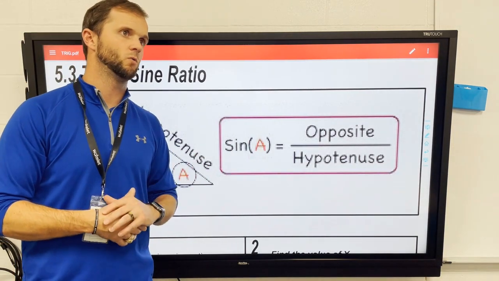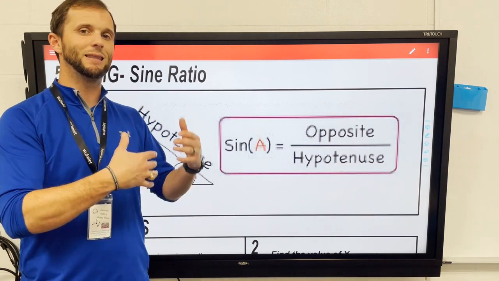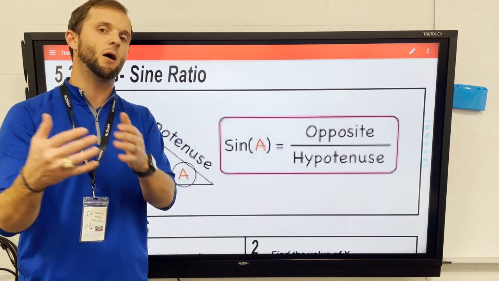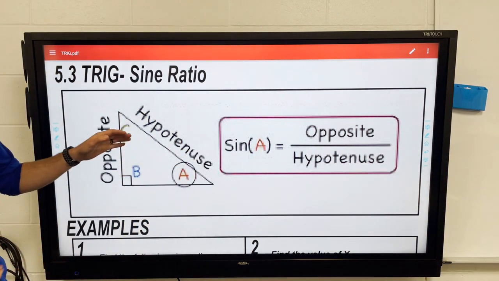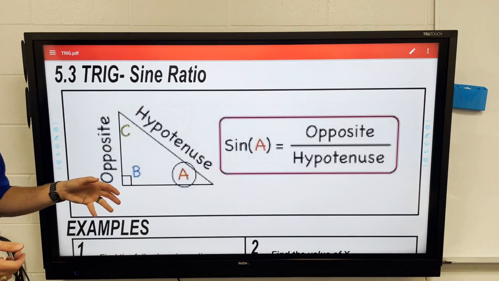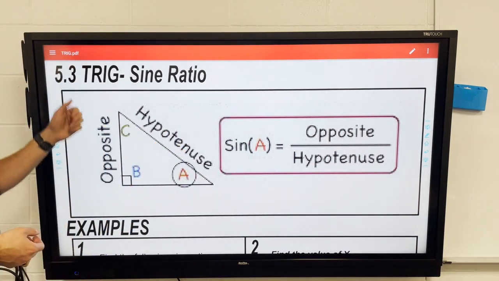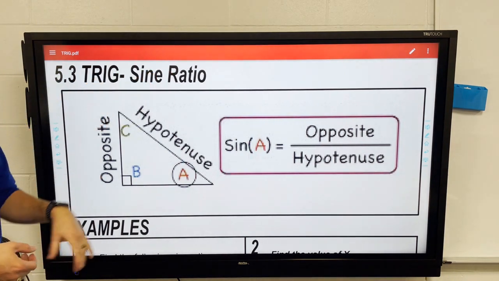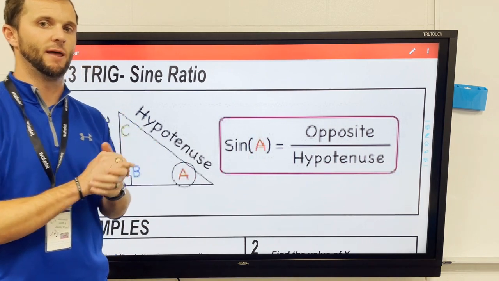Now, your question is, well, Coach Snow, this is geometry. Yes, I understand, but we're going to be using a little bit of trigonometry to help us out with geometry. So trig is a relationship between the sides and the angles to help us figure out a side measurement on a right triangle. So we're going to be looking at something called the sine ratio today, okay? So let's jump into that.